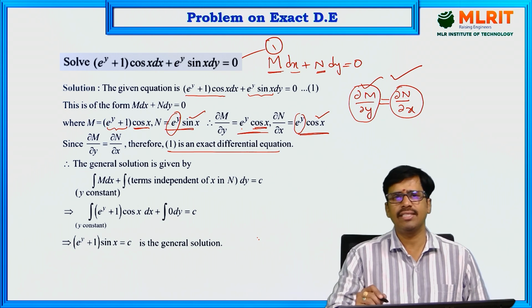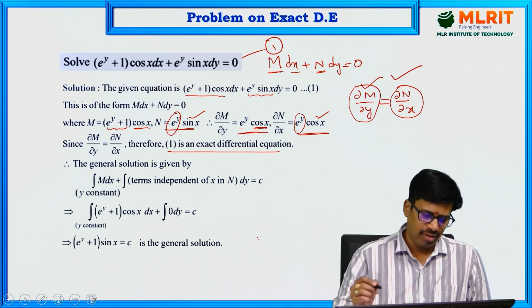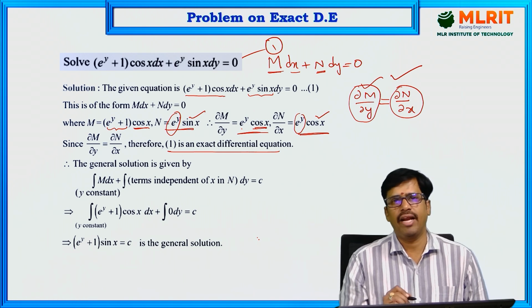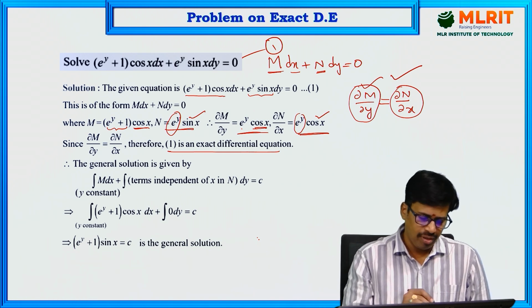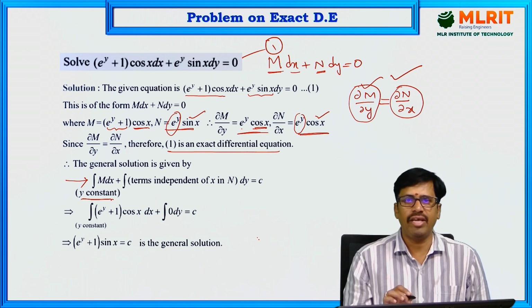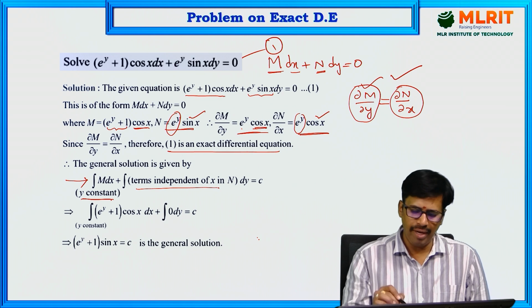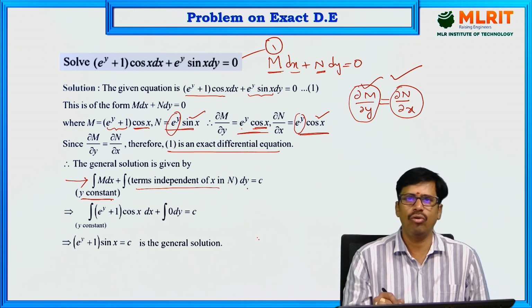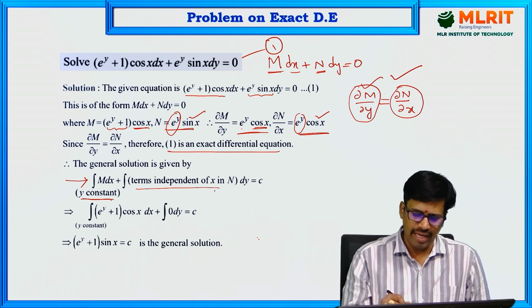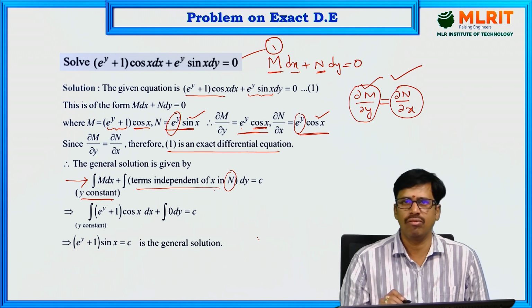Once it is exact, we have to find the general solution for the differential equation. So first let us write the formula for the general solution. Integration of M dx, make sure that y is constant, this is the most important thing, plus terms independent of x in N into dy equal to c. In the second term N, I don't want x terms, only purely y terms. If you don't have separate x and y terms, take it as 0.